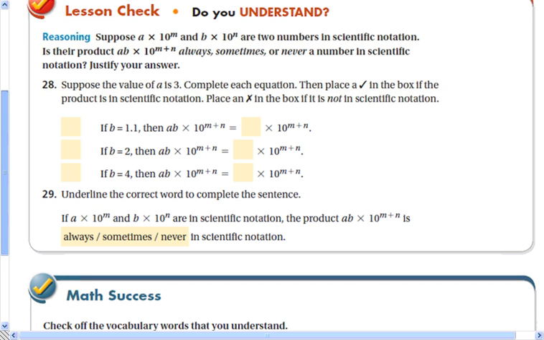Will it always be in scientific notation if you multiply 2 numbers in scientific notation? I don't think so, and this gives us an example. If b is 1.1 and a is 3, then when we multiply 3 times 1.1, we get 3.3. And that is in scientific notation. If b is 2 and a is 3, then when we multiply 2 times 3, we get 6. And that's in scientific notation because both those numbers are greater than or equal to 1 and less than 10. If b is 4 and a is 3, then 4 times 3 is 12. And that number is not in scientific notation. So we're going to say sometimes they will be in scientific notation, but not always.